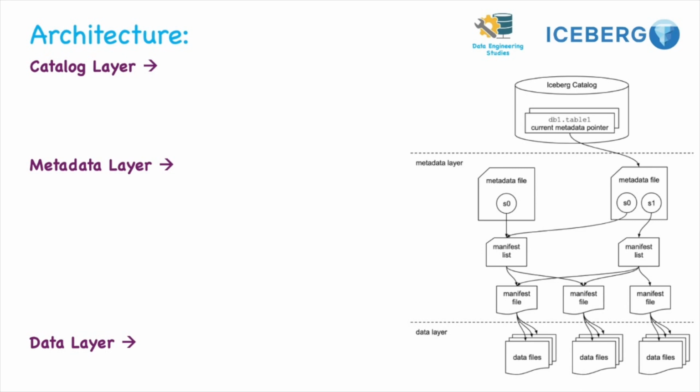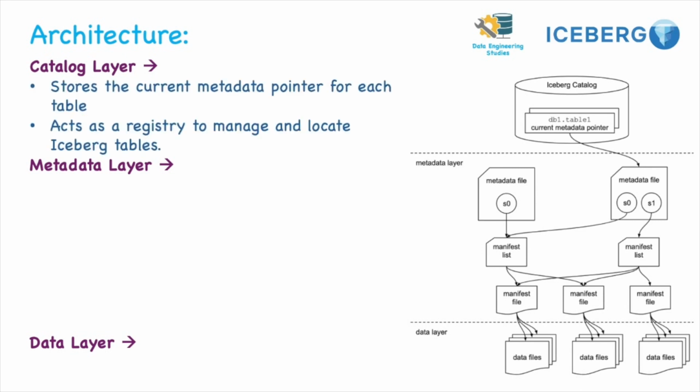The catalog layer is at the top of the Apache Iceberg architecture. It stores the current metadata pointer for each table. The catalog layer acts as a registry to manage and locate Iceberg tables. The catalog knows which metadata file is most relevant and serves as an entry point for read and write operations.